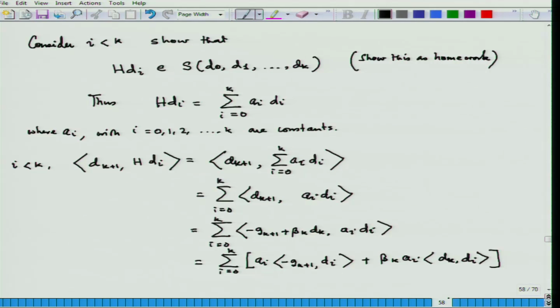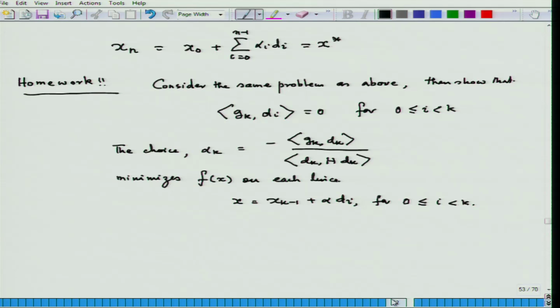So, up to k I have conjugate directions. So, g_{k+1} d_i is zero for i strictly less than k, so it is strictly less than k plus 1. So, this is 0, right. So, this becomes equal to 0 because of this assignment. Just go back and try to see.